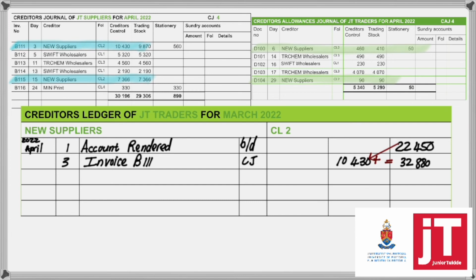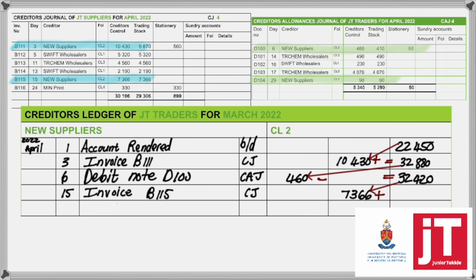32,880. The next transaction is on day 6 when we returned things, and because we are working from the creditors allowance journal, we now have a debit note as the source document. Creditors allowance journal, debit note means I have to debit the transaction, minus it off. 460, that's why it's in the debit column, and I'm minusing it off that total of 32,880, and then I get the new total of 32,420.